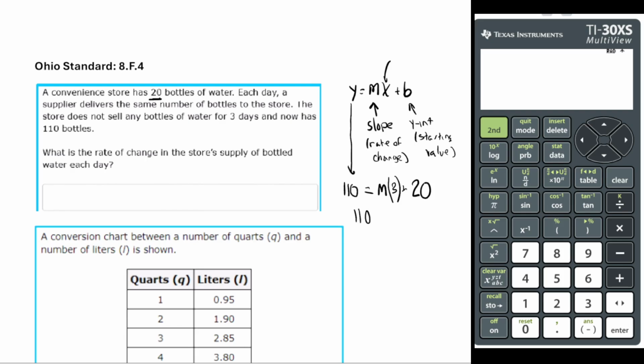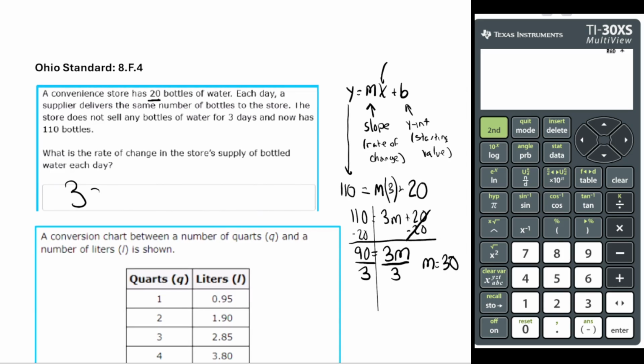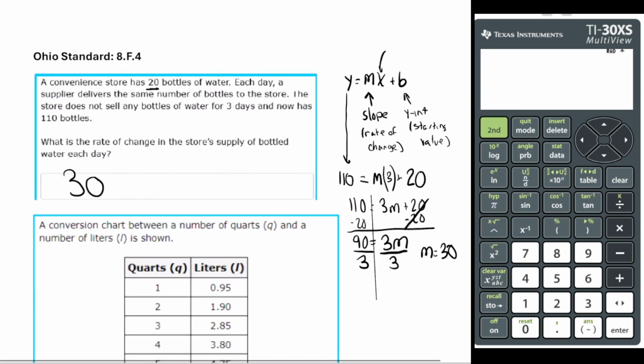So now instead of writing and solving for x, we're instead just going to solve directly for m. Because m times 3 is 3m. Now we solve it like we solve any regular equation. So we subtract 20 from each side. That cancels out. 110 minus 20 is 90 equals 3m. And then you divide both sides by 3, and you get m equals 30. So it is 30 bottles of water per day.